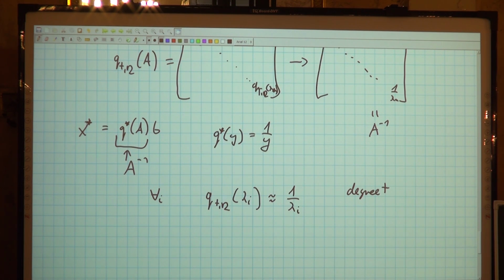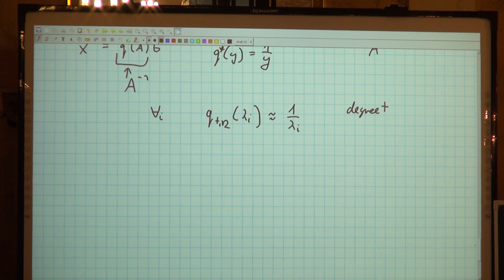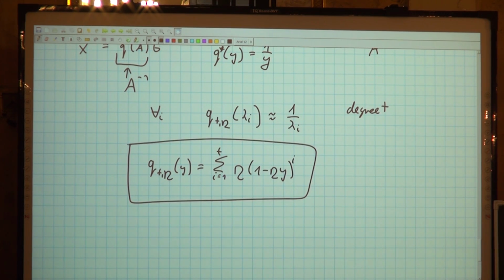So first of all, let's try to understand what gradient descent does. What is the polynomial that gradient descent computes? I already told you that the polynomial is q_t,eta of y, equal to the sum from i=1 to t of eta times (1 minus eta y) to the i. So does anyone know what this polynomial is?